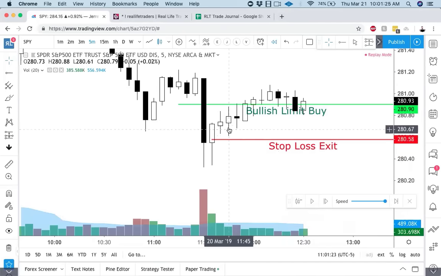So I'm not going to let a measly little resistance just say, well, there's no need to get into this trade now because of this resistance right there. It's supposed to go higher.